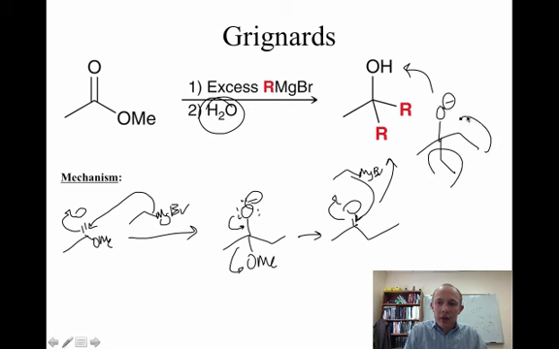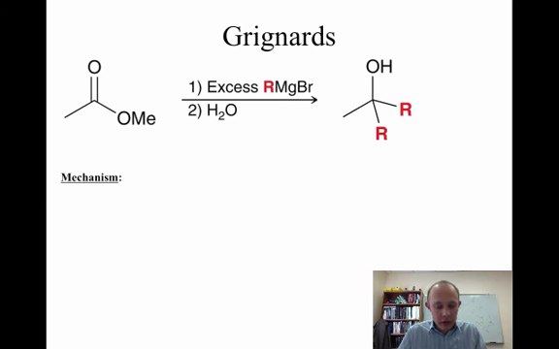So notice that two equivalents of the Grignard reagent are added to our ester, and the O-methyl is gone in our product. We're already familiar with this reaction. Now we kind of understand better why it occurs.